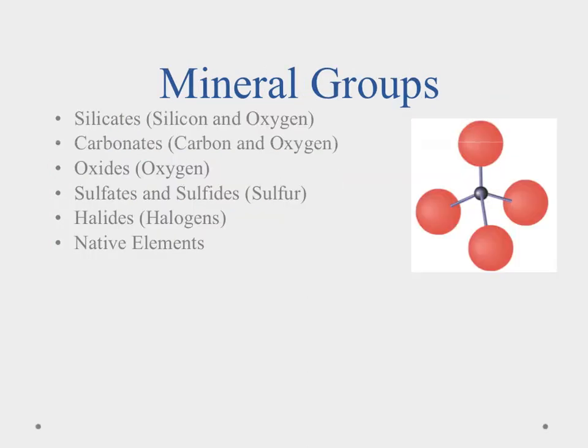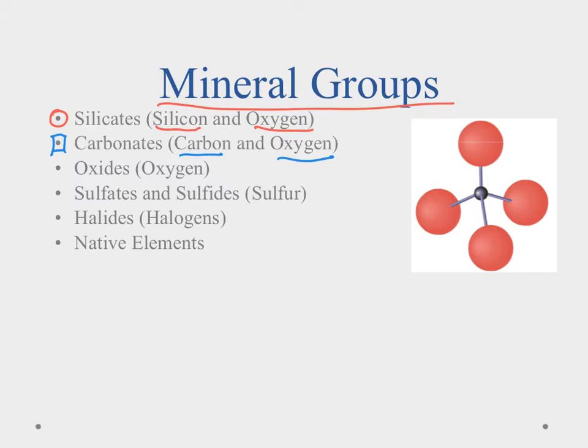Okay, the last thing I want to talk to you about are mineral groups, or basically how do we classify minerals. And we classify minerals based on their composition. What are they made of? What elements can we find inside of them? The most common ones are the silicates, and the silicates are called that because they're made with silicon and oxygen. All right. The next most common are going to be our carbonates, and our carbonates have the carbon and oxygen here.